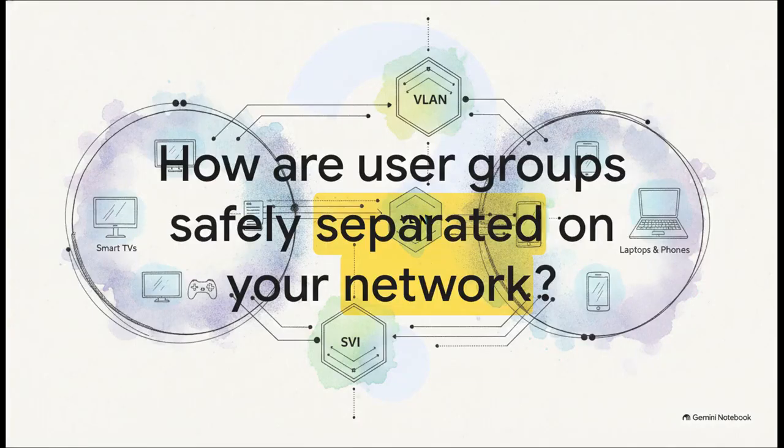So the next time you connect your phone to a Wi-Fi network, I really want you to think about all the invisible architecture working behind the scenes. How are the user groups safely separated on your own home or corporate network right now? Are your smart TVs and laptops sitting in the same noisy broadcast domain, or are SVIs and VLANs actively organizing the chaos for you? It's a fascinating structural puzzle hiding right in plain sight.